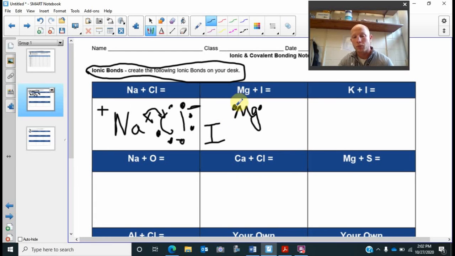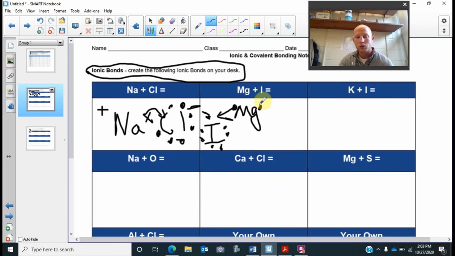So one empty spot allows for one electron from magnesium. So 1, 2, 3, 4, 5, 6, 7. Okay, so we still have one empty spot here that we can give to this electron. We give to that electron. Iodine now becomes negatively charged.